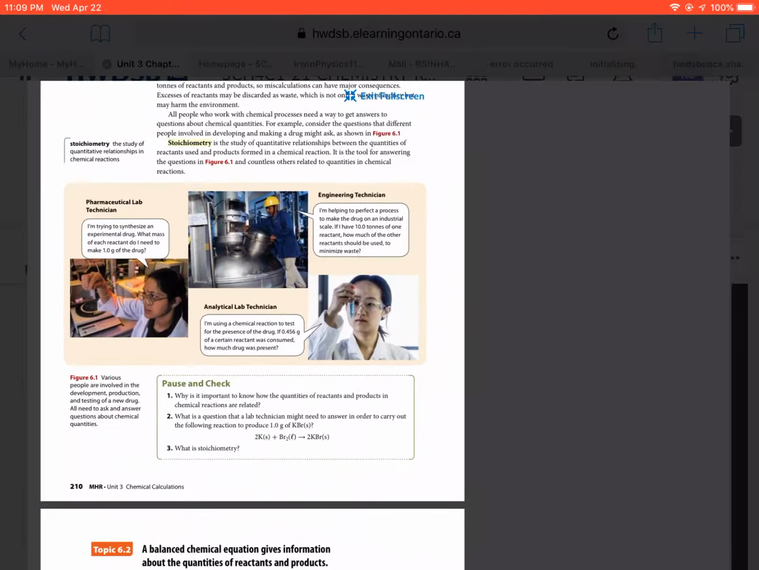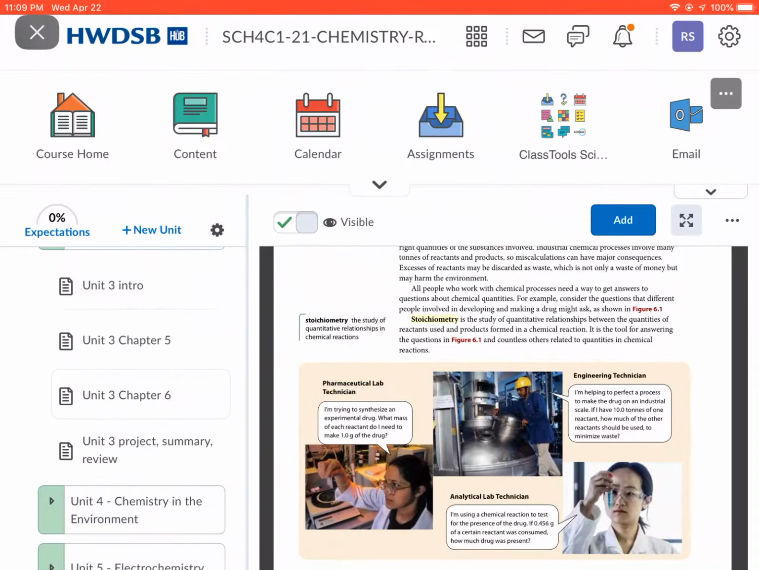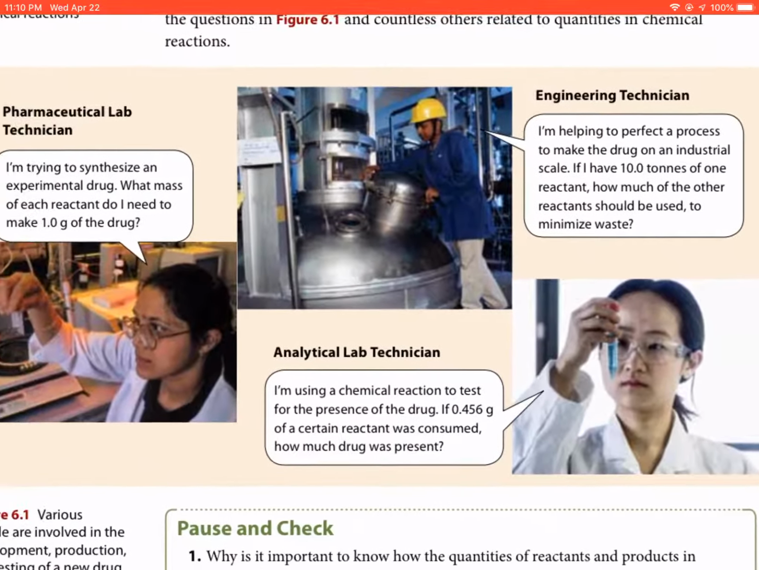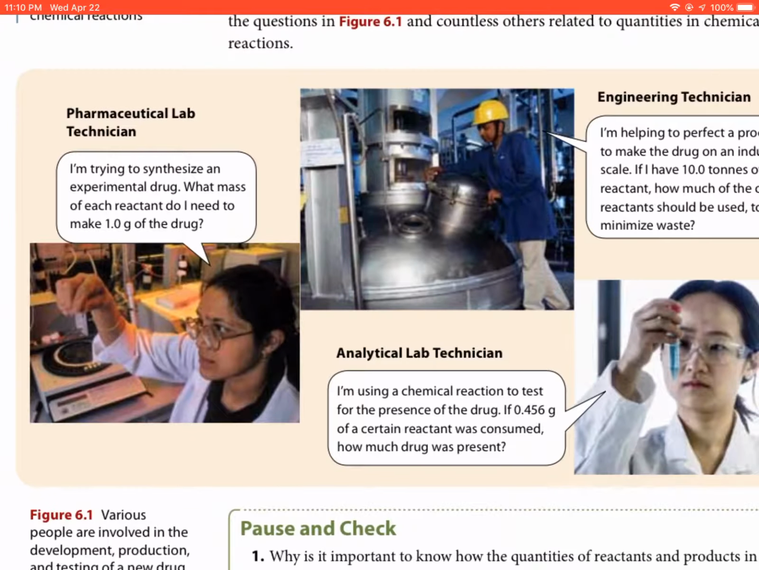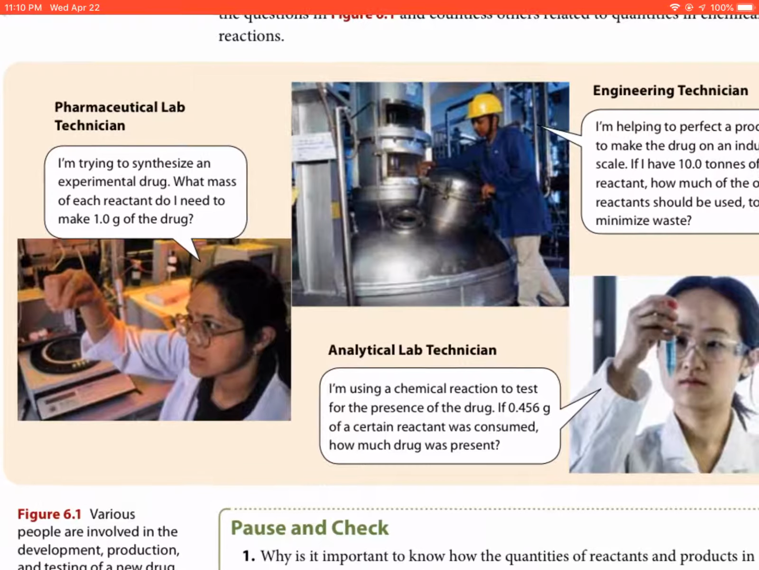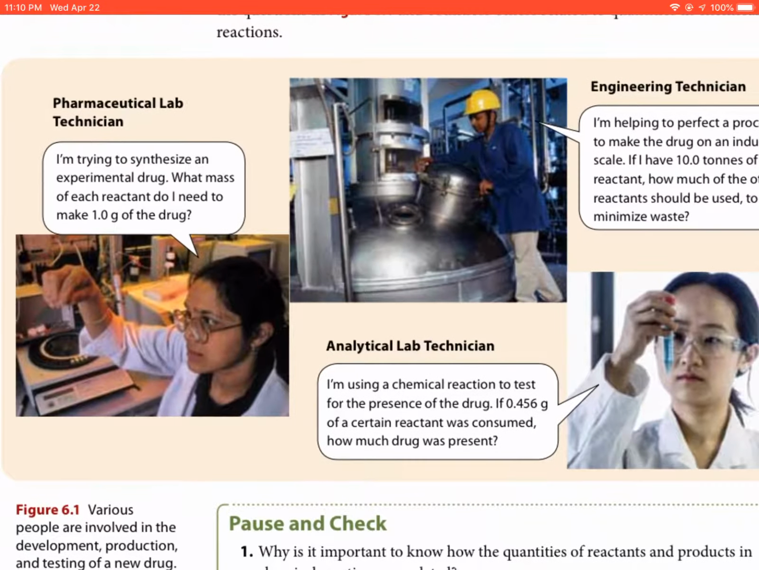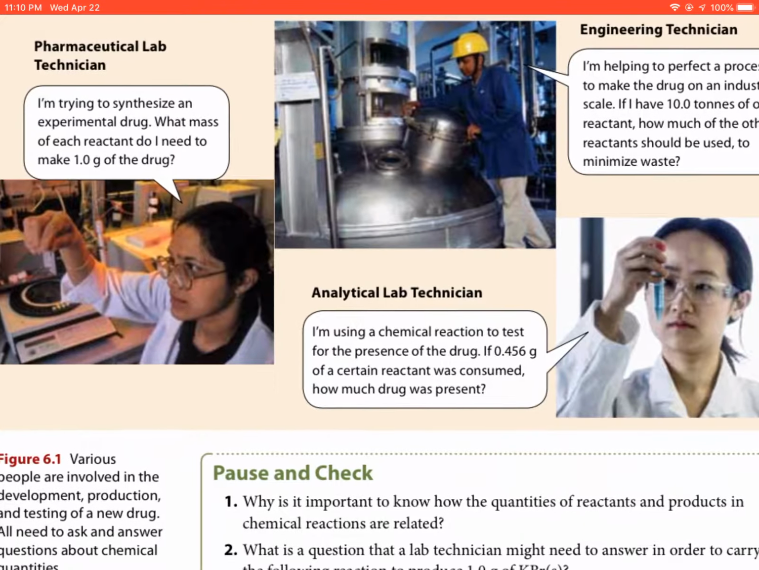Now, if I look at the people in the figure, in figure 1 there are 3 lab technicians. Remember, a technician's a person who's been to college for probably 2 years and is now working somewhere. So the first one is a pharmaceutical lab technician, and it says she's trying to synthesize an experimental drug. How much reactant do I need in order to make 1 gram of the drug that I'm making? Okay, so there's a question. How much of the reactant do I need if I want to make 1 gram of drug?